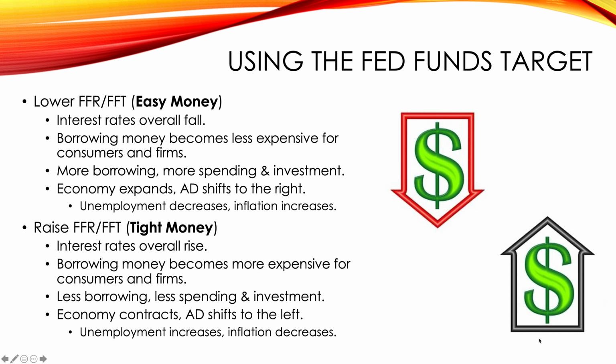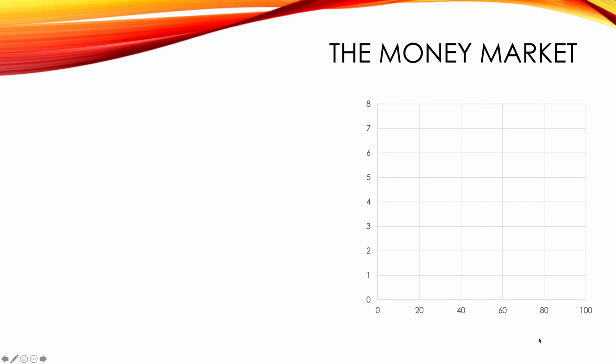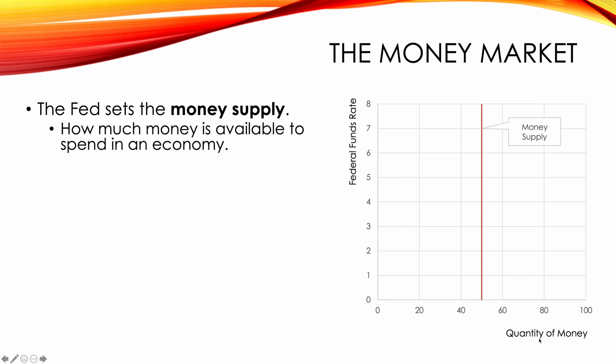It all has to do with something called the money market. Now, the money market's a relatively simple graph to understand. On the x-axis, we have the quantity of money. On the y-axis, we've got the federal funds rate, which we were just talking about. And here is the money supply. Now, the money supply is always a vertical line, perfectly vertical, because it's not dependent upon the federal funds rate. In other words, the Fed sets the money supply, so it's not dependent upon any variable. The Fed just says, hey, we're the Fed, here's what the money supply is going to be.